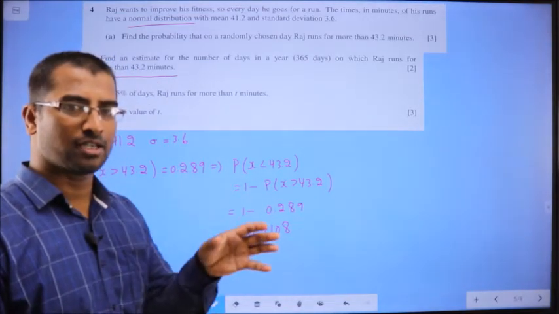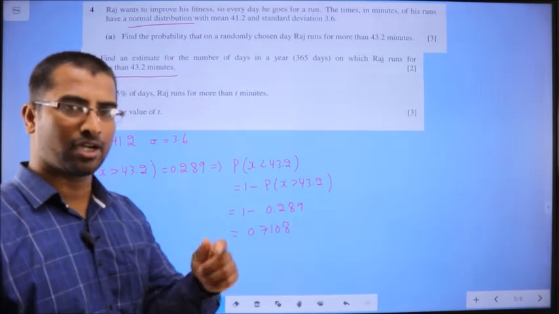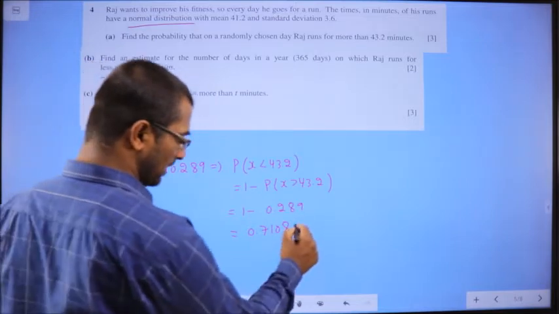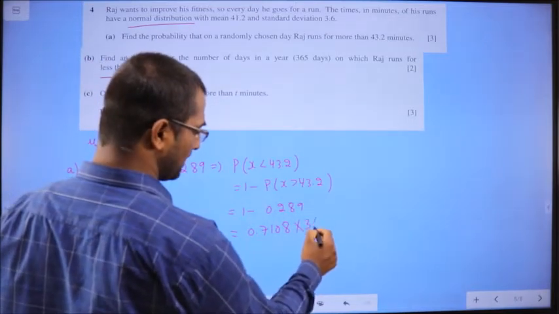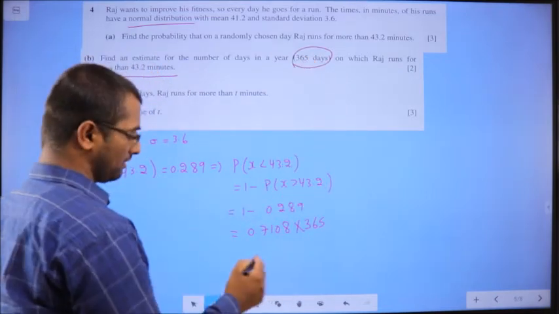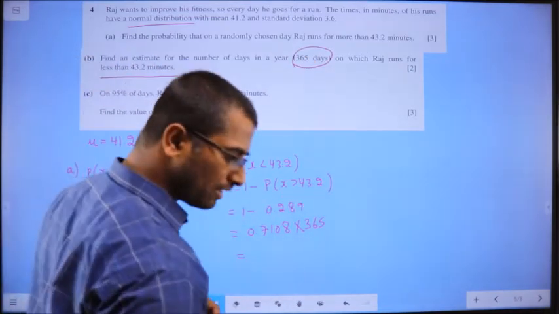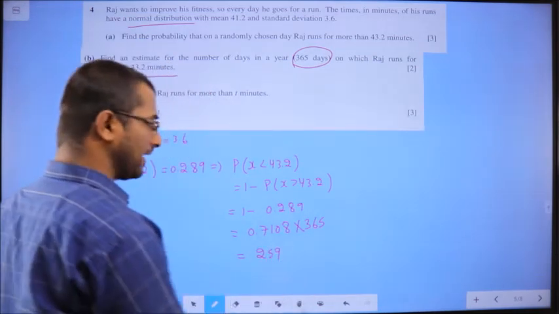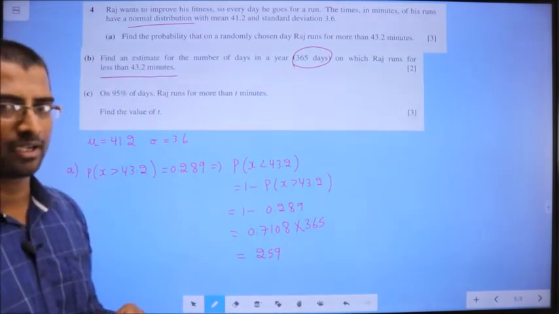But he is not asking for the probability, he is asking for the number of days. To get the number of days, multiply this with 365, because out of 365 days he mentioned, we get 259. So either you write 259 or 260, both are correct.